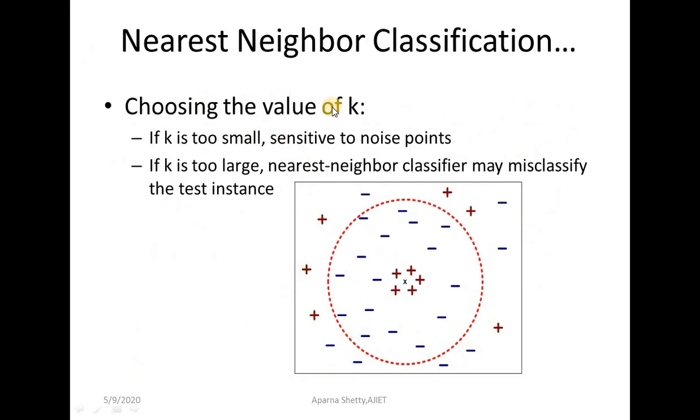Next, nearest neighbor classification. Now how will you choose the value of k? What is the value of k? K is nothing but the number of nearest neighbors to select, right?